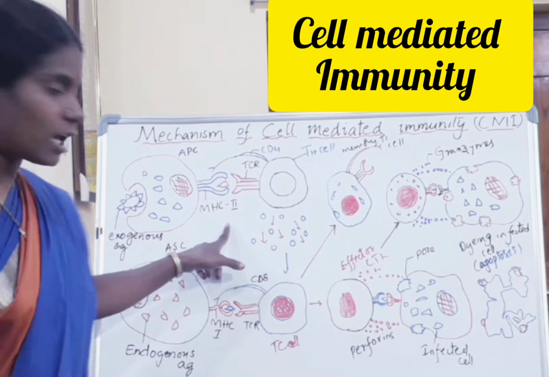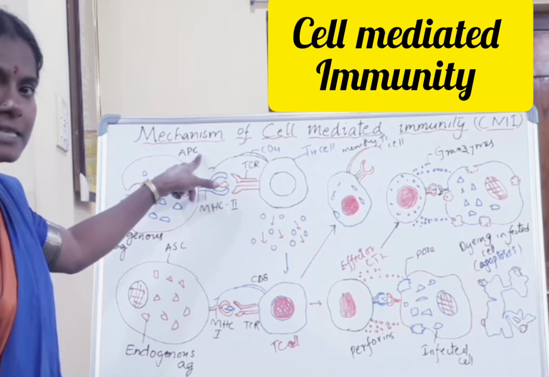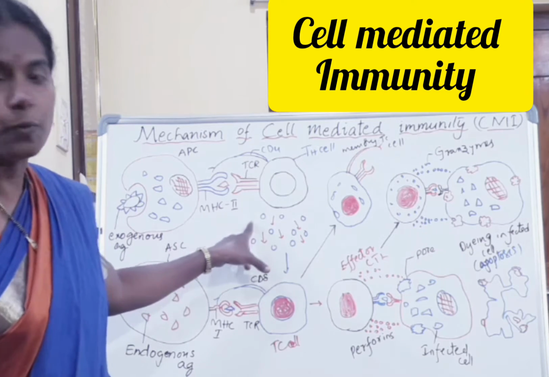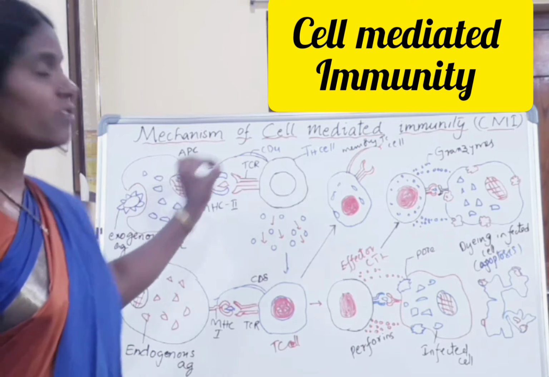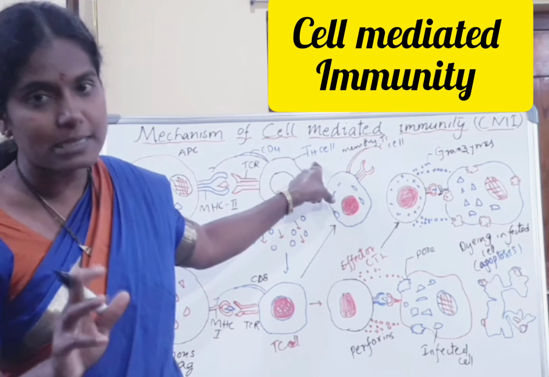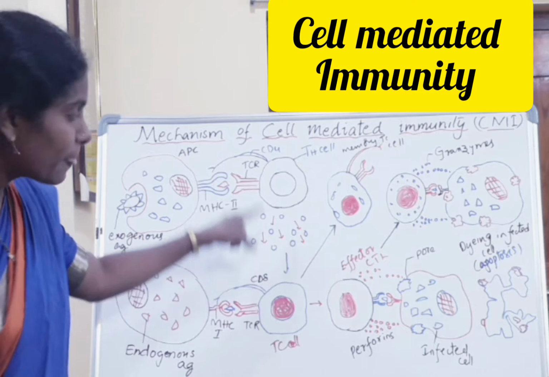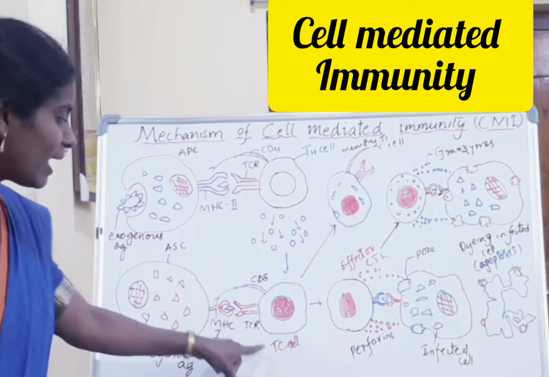Okay students, don't get confused. Antigen presenting cells process and display antigen with the help of MHC 2. That antigen is going to be recognized by T helper cells. The T helper cells release interleukins, and the interleukins activate TC cells.